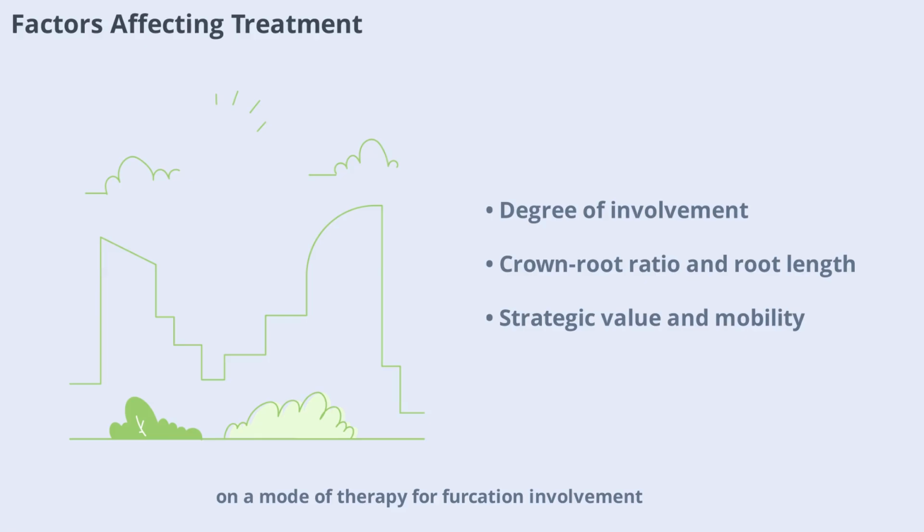These include the degree of involvement, crown-root ratio, length of roots, degree of root separation, strategic value of the tooth, root anatomy, residual tooth mobility, endodontic therapy and complications, ability to eliminate the defect, and the periodontal condition of adjacent teeth. Assessing these factors ensures that the chosen treatment is appropriate and effective for each individual case.